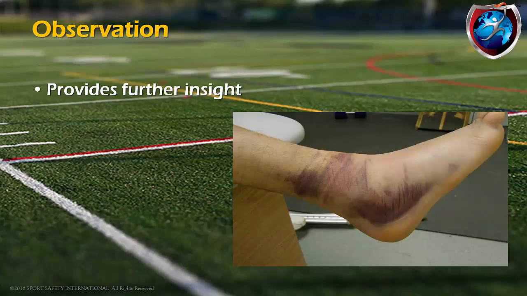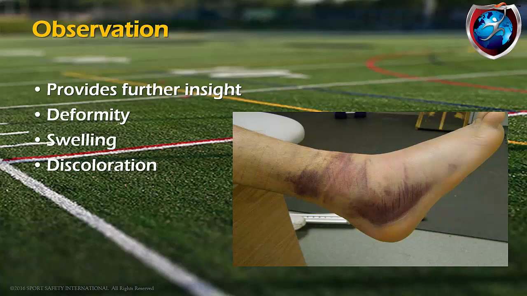Observation of the injured ankle can provide valuable information to the clinician, as acute injury frequently causes swelling that is very distinctive to the injured anatomy. Clinicians should look for obvious deformity, swelling, and discoloration, which is often more apparent during the days following the initial injury.